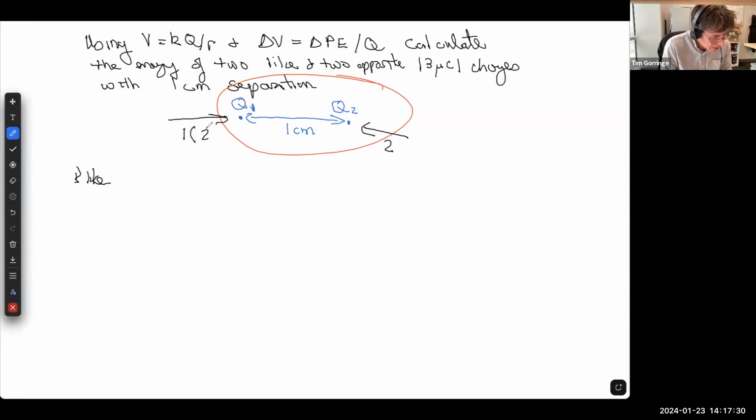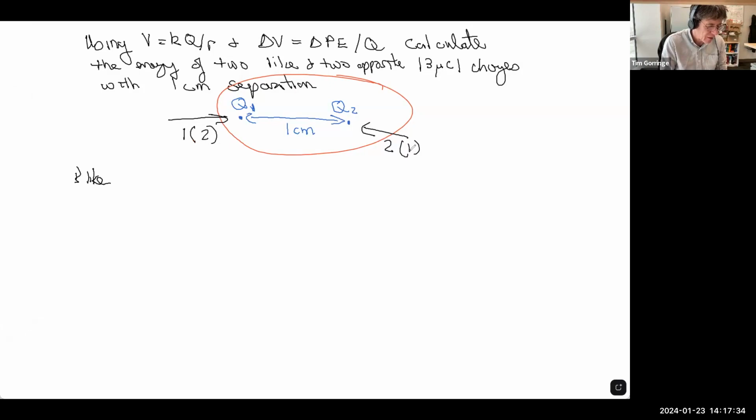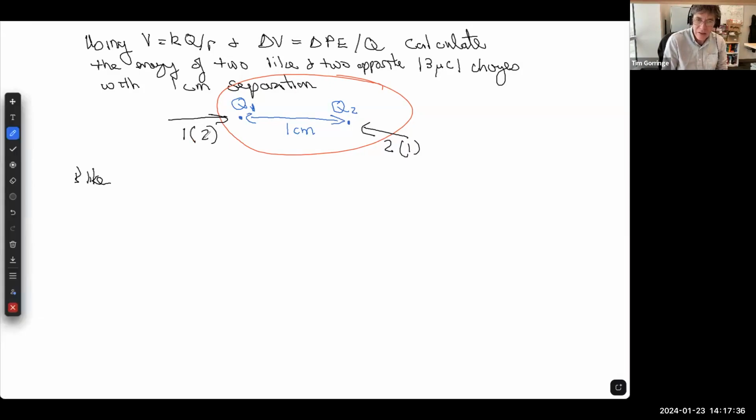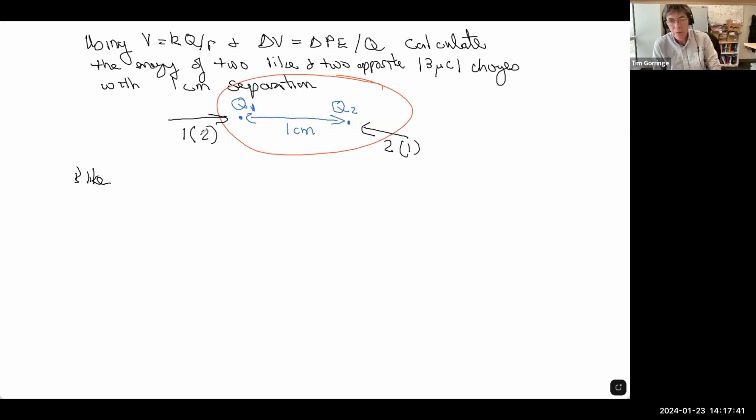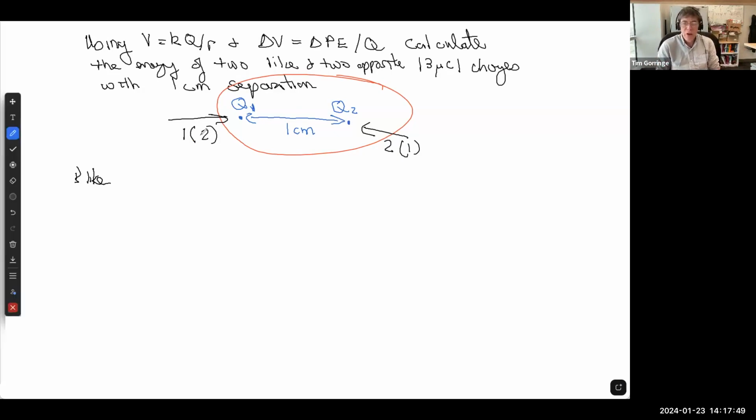So in the other way around, I would first bring in this charge on the right-hand side, and then I'd bring in, in parentheses, this charge on the left-hand side. So either way around is fine, and we'll just do the one on the left first and the one on the right second. Now, as I bring the two charges in, what I'm going to be tracking is the amount of energy it costs me to bring them in.